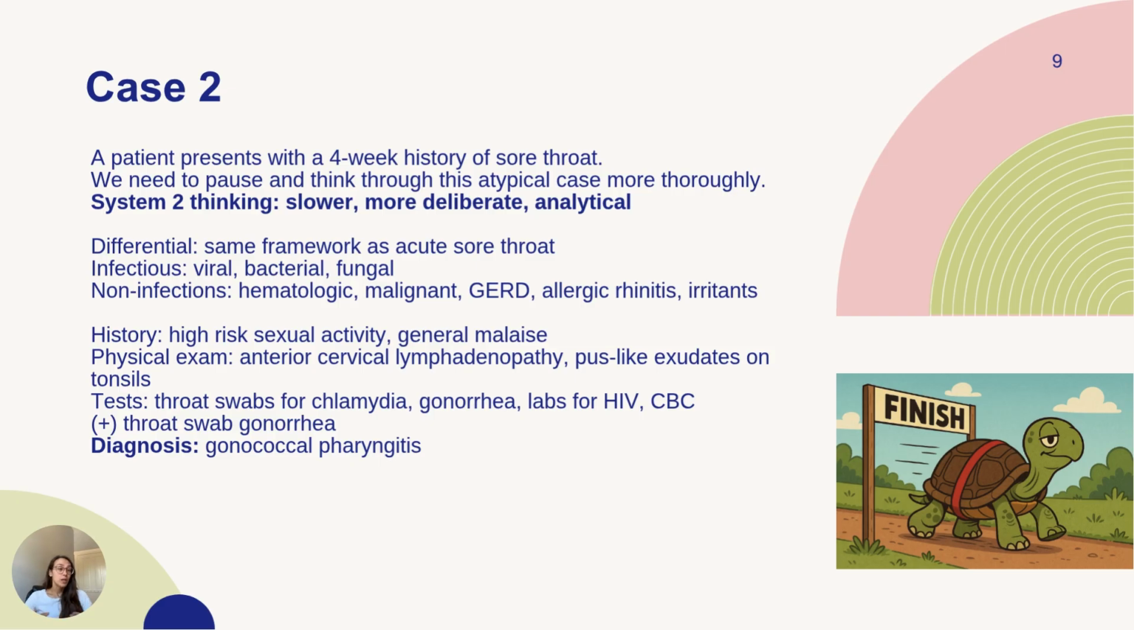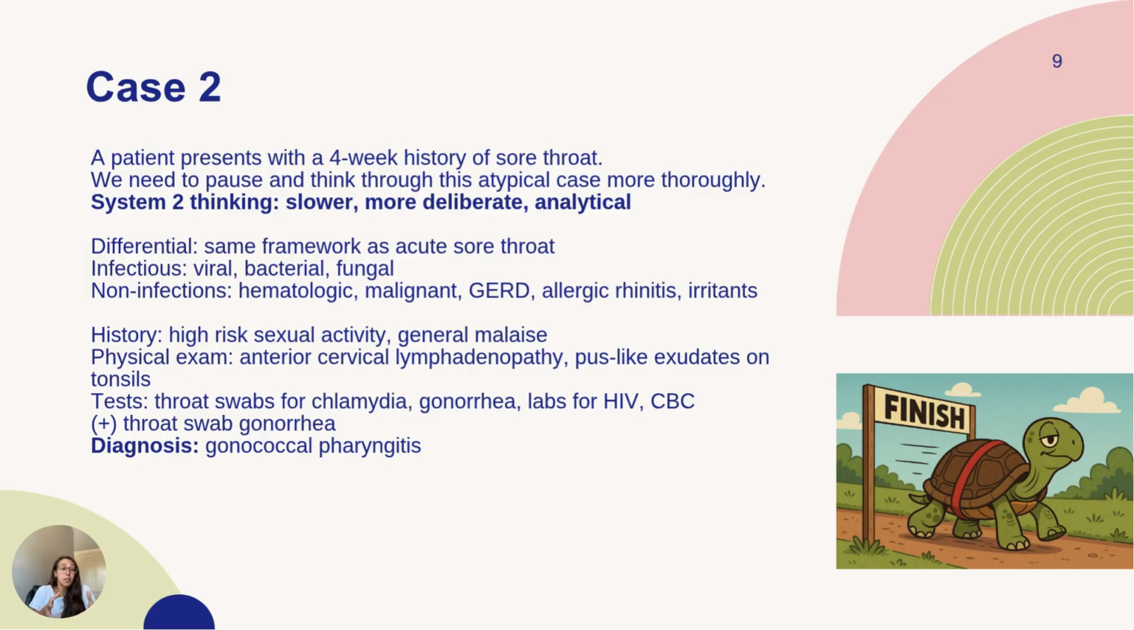So with the history, I'm learning that they do engage in high risk sexual activity. They feel generally unwell. They have pus-like exudates on their tonsils, and they do have swollen lymph nodes in their neck. I do a bunch of different tests. I send off throat swabs for chlamydia and gonorrhea, and labs for HIV, and throw in a CBC to rule out hematologic malignancy. So HIV and CBC come back negative, but there is a positive throat swab for gonorrhea. So this person does in fact have a gonococcal pharyngitis diagnosis.